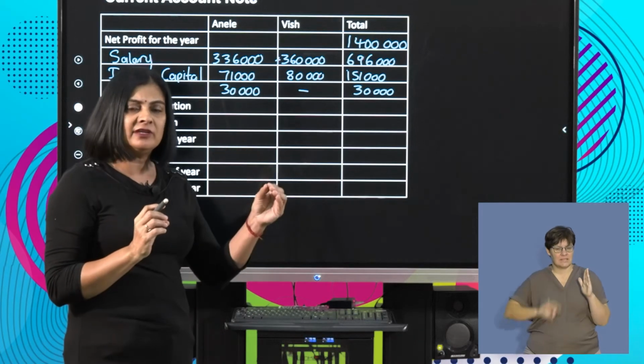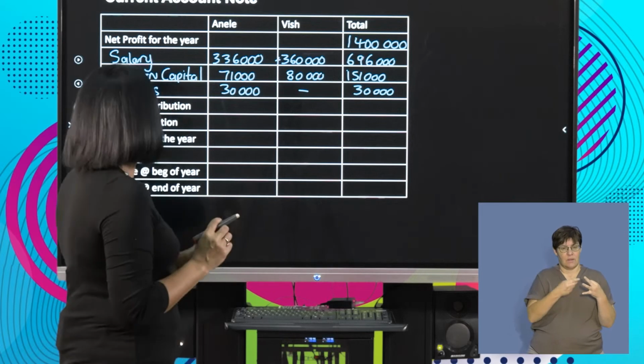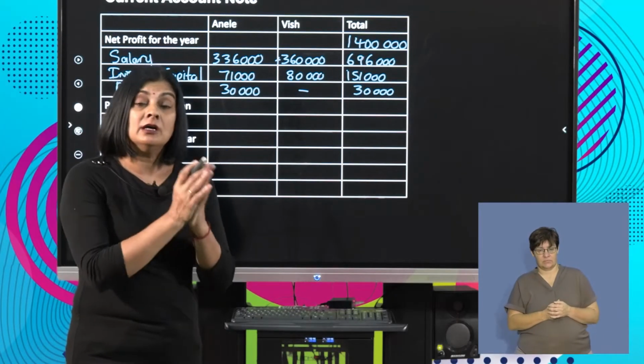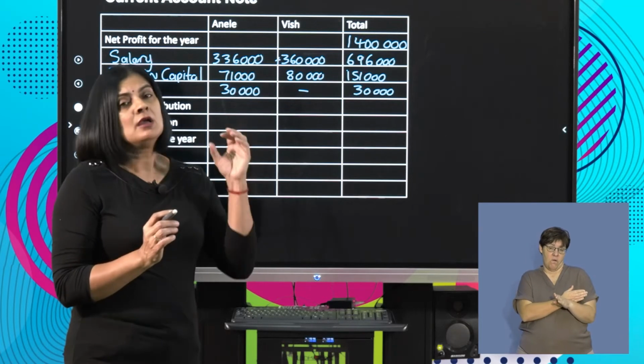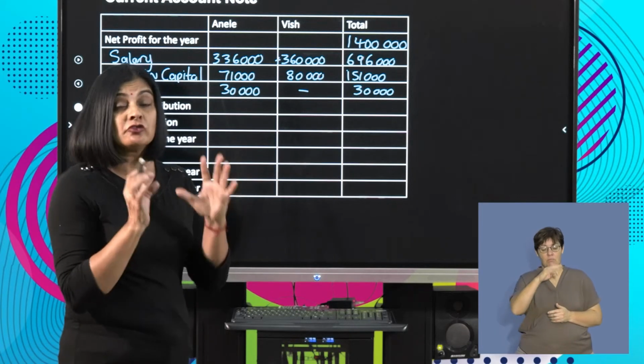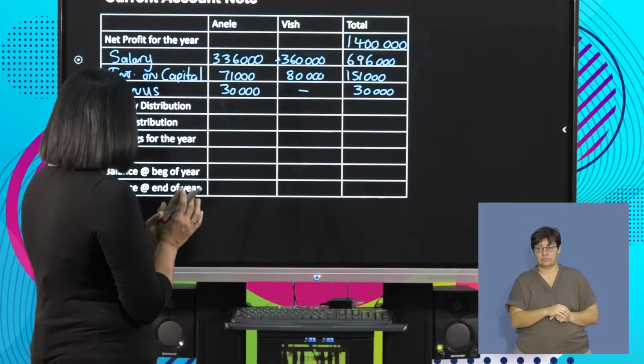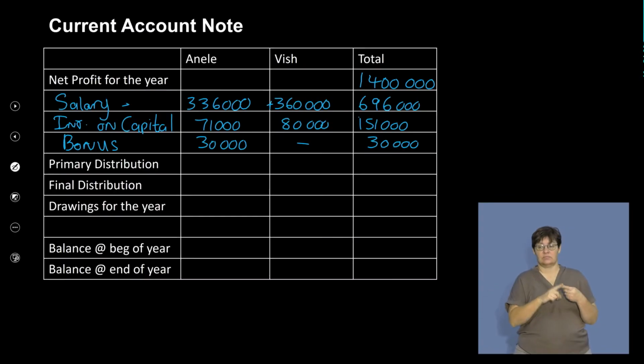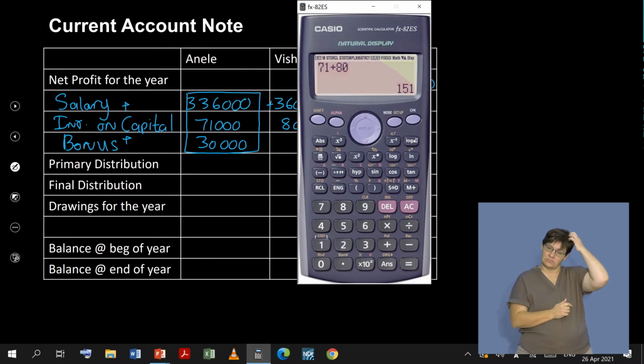I've recorded salary, interest on capital, as well as bonus. Now, remember what I said earlier on, before our ad break, primary distribution. What do we mean by primary distribution? So primary distribution is simply the sum of salary, plus interest on capital, plus bonus. That gives us primary distribution. So we're going to quickly calculate our primary distribution for each partner, and I'm going to put this into a block so I can show this as a calculation. Right, let's get our calculator out.